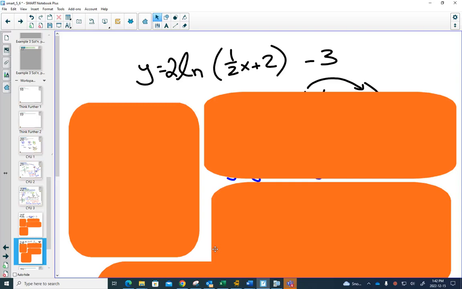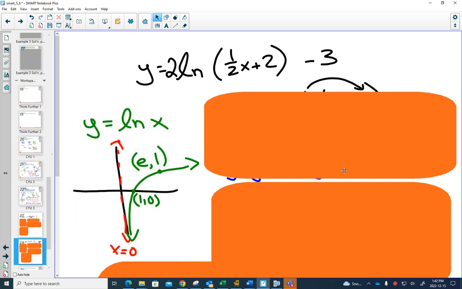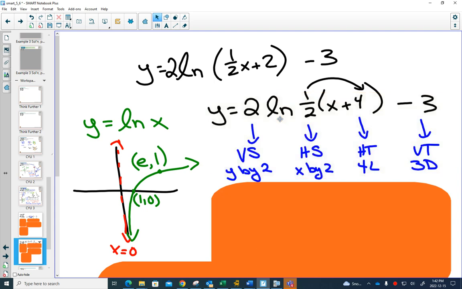This one's harder. Not because of the natural log. The natural log, boom, should be easy to graph. The base is e, so you have e comma 1. What's hard in this one is what do you have to remember to do when you have a horizontal stretch and horizontal translation? You have to write it in factored form. So if you thought this was going 2 to the left, it is not. It is going 4 to the left. Because if you factor out the half, that'll change that to a 4.